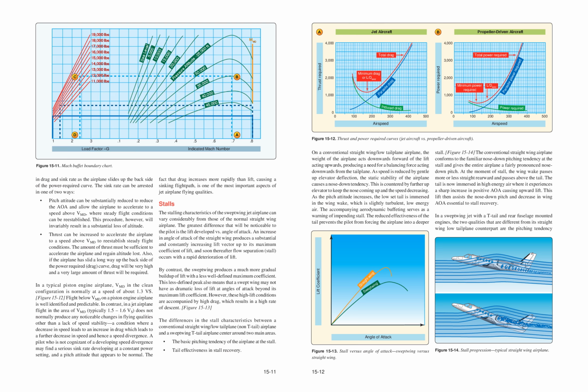Straight-wing. Swept wing. Angle of attack. Figure 15-13. Stall versus angle of attack, swept wing versus straight wing. Figure 15-14. Stall progression, typical straight-wing airplane.